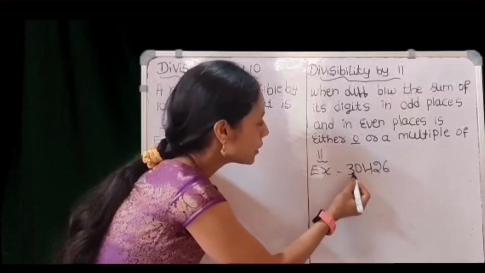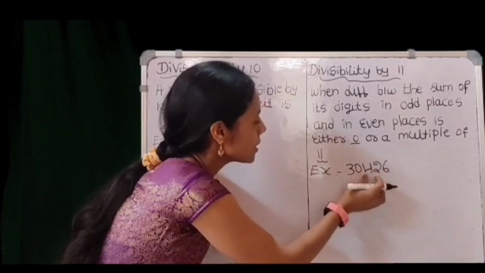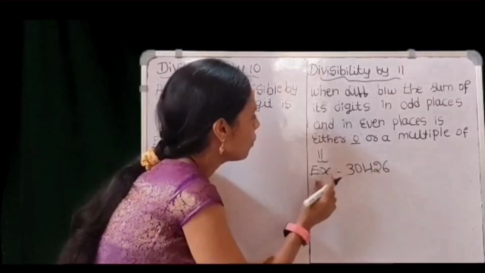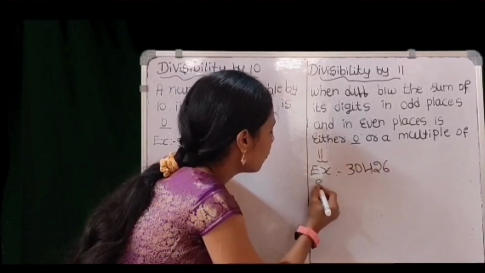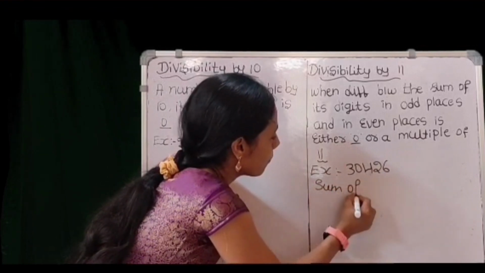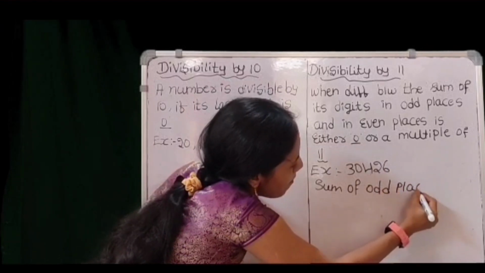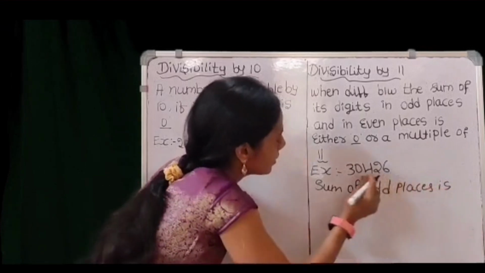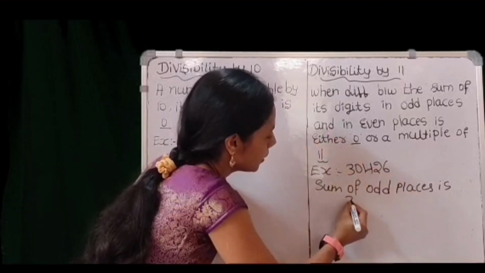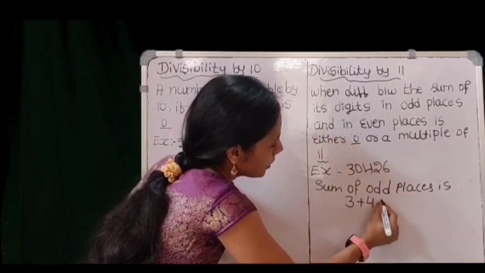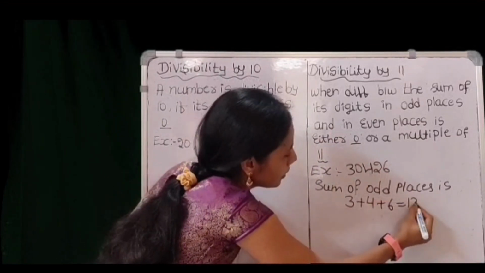Consider an example: 30426. Consider the sum of odd places minus the sum of even places. The sum of odd places: consider this side, 6, 4, 3 are the odd places. So 3, 4, 6. The sum of these three: 3 plus 4 is 7, 7 plus 6 is 13.